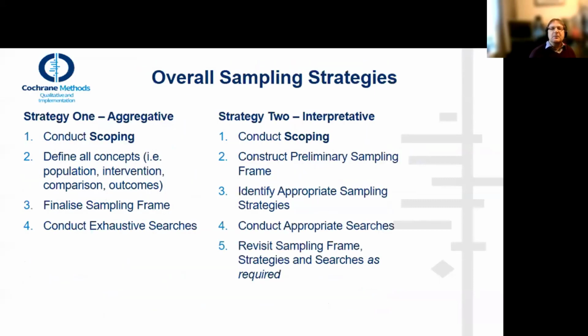So in terms of sampling strategies, we can just think of these at two poles, if you like, that for an aggregative review where we're going to include all studies, then we conduct scoping to find out the extent of it and to put the bounds around our overall review topic. But in an interpretive review, we can conduct scoping, but really to see what falls within the sampling frame and to construct a preliminary sampling frame within which we can then explore variation.